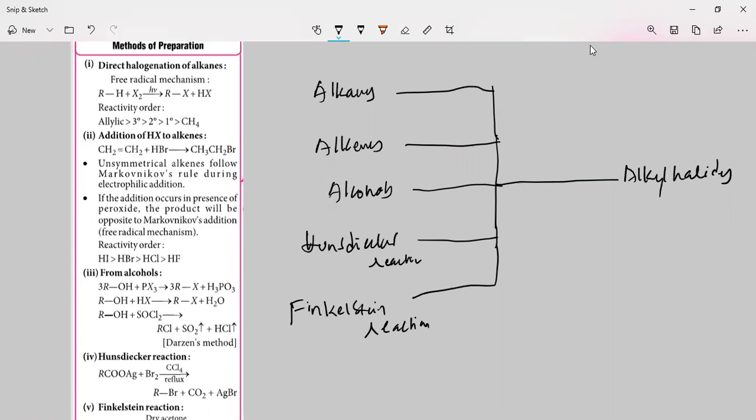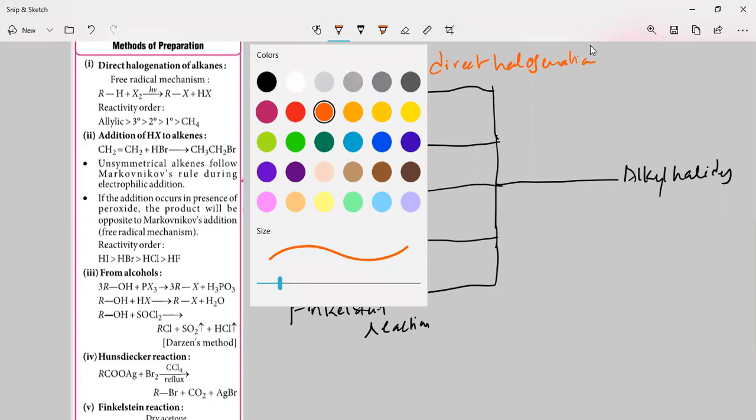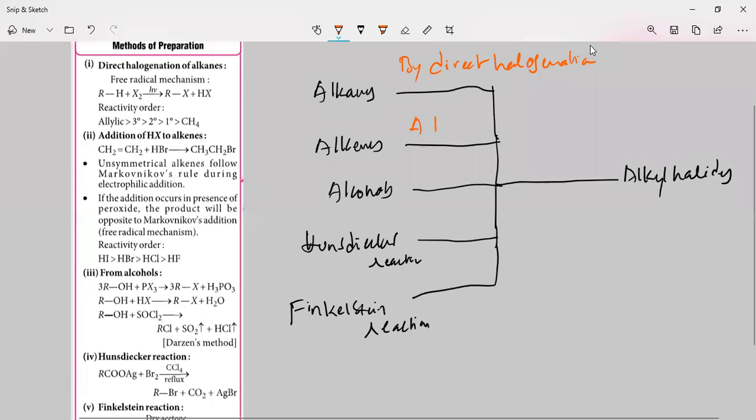From alkanes, how are we preparing alkyl halides? By direct halogenation. From alkenes, how can we prepare them? By addition of HX.